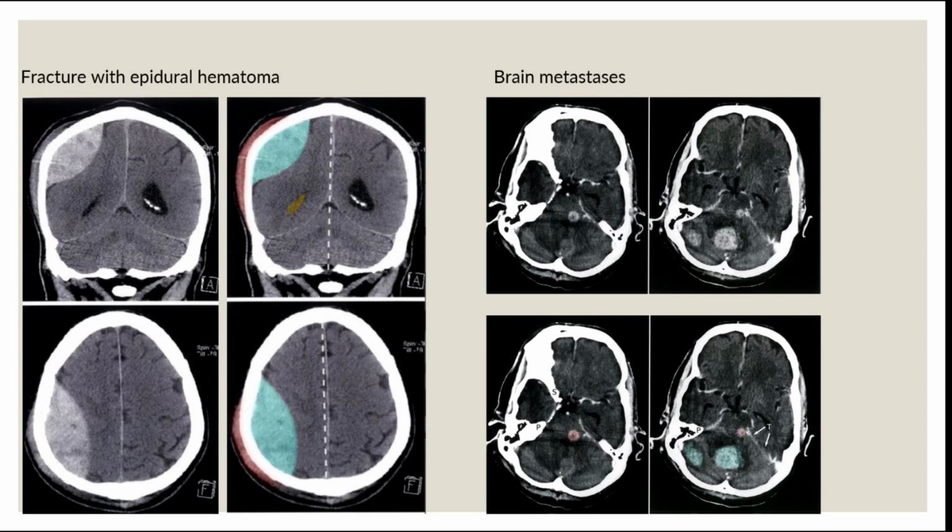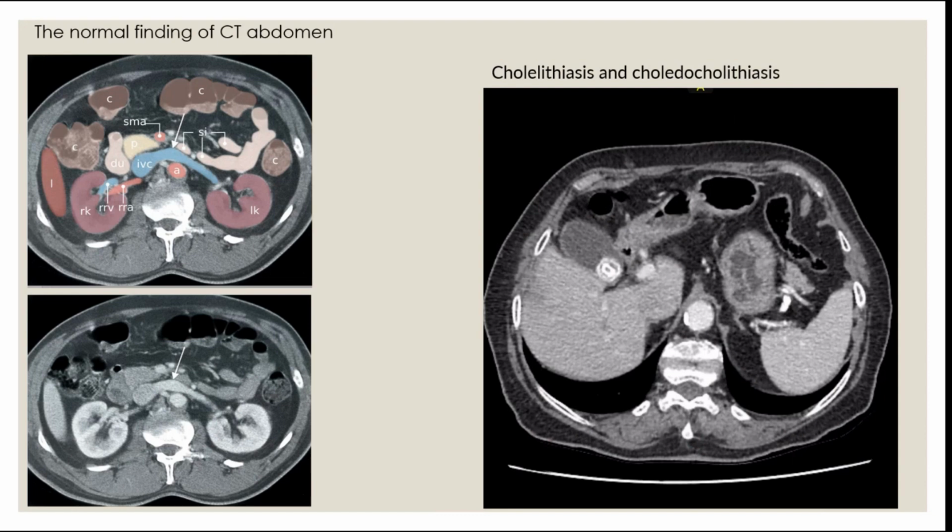Can we skip to the next one? Here are normal findings of a CT abdomen, where we can see the inferior vena cava, the blue one. On both sides, we can see the kidney. This is more to the right, more to the left. We can see the liver.